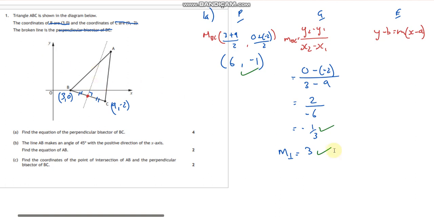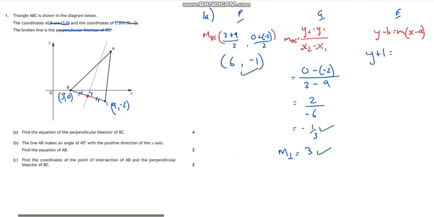So now I know my gradient and I know my point. I can substitute them in. So I'll say that y take away the negative 1 will be y plus 1. Take your time, don't rush these things. There's no point in finishing first. The gradient is 3, and x take away a, which is 6. So y plus 1 is 3x take away 18, and then take away your 1 for y equals 3x minus 19. Final 4th mark. And again, just to remind us, this is our gradient and this is our y-intercept.